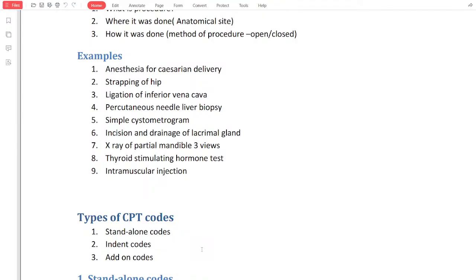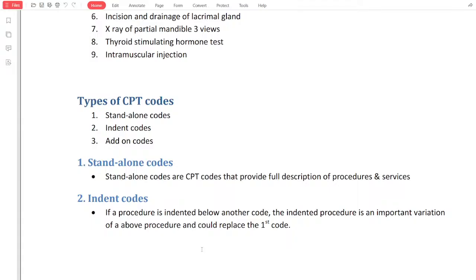Next, it is very important in your CPC examination: types of CPT codes. It is very, very important because in the coding guidelines and other questions they continuously ask this type of question. Types of CPT codes are classified into three types. First, standalone codes; second, indented codes; third, add-on codes. Clear? Let us check one by one.